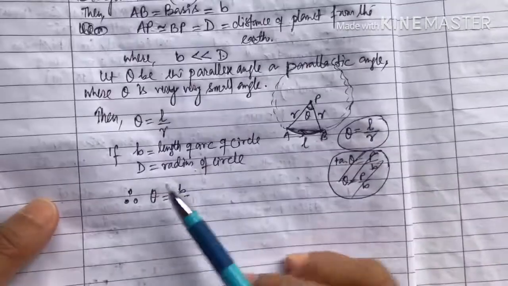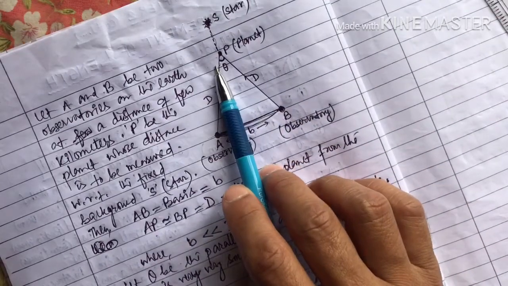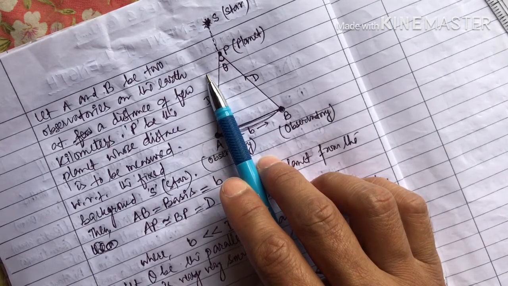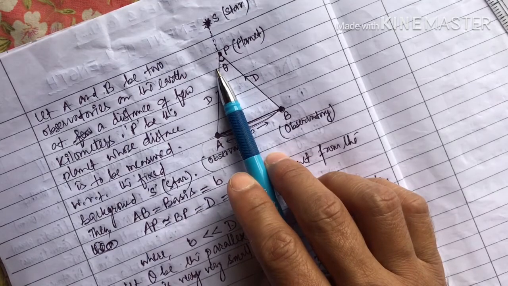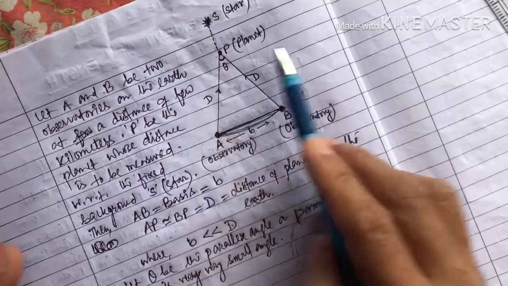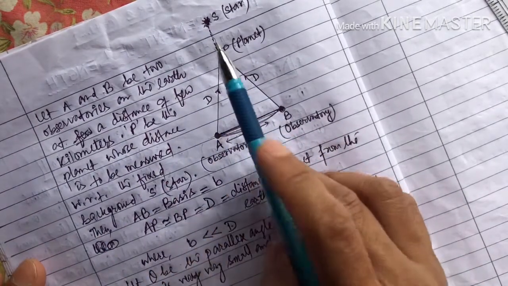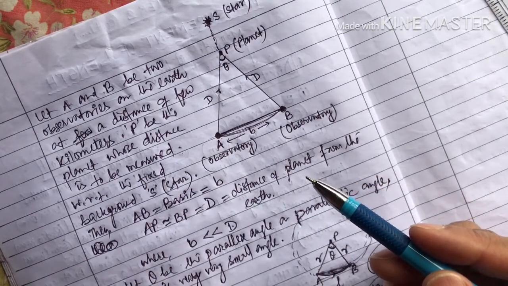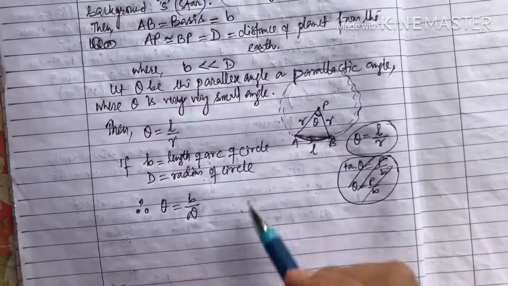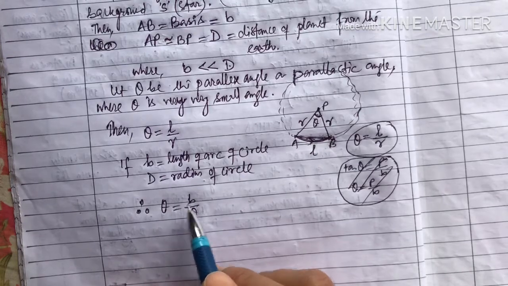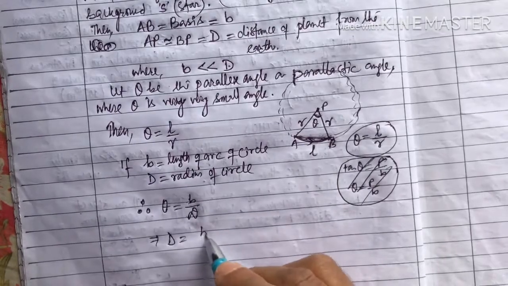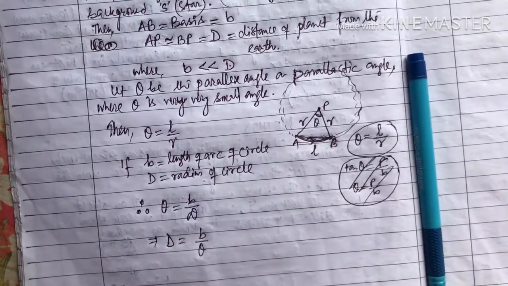And this theta, which we are talking about here, can be measured by using devices like a theodolite. There is one more device called a sextant. So those types of devices can be used to measure the value of theta. So this theta we can measure easily. The theta is not difficult to measure here. So what we know is theta and B both are known. We want to find D, so our D will be B divided by theta. So this is the formula we found.